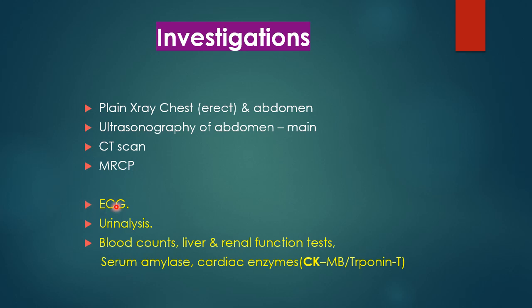Other investigations will be ECG to rule out myocardial infarction, and urine analysis. Sometimes right pyelonephritis can cause urinary tract infection. Pyelonephritis also can cause severe tenderness in the right hypochondrium. So urine analysis is important to check for pus cells or RBCs in the urine. Blood counts, liver function, and renal function tests, followed by some specific tests like serum amylase to rule out acute pancreatitis, and cardiac enzymes such as troponin T to rule out myocardial infarction.